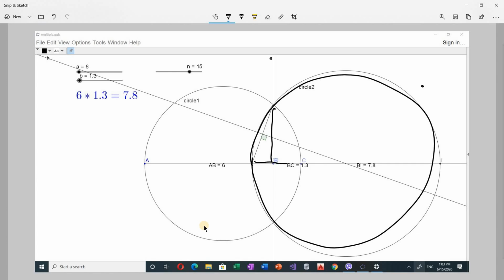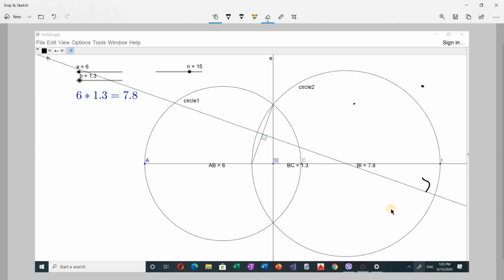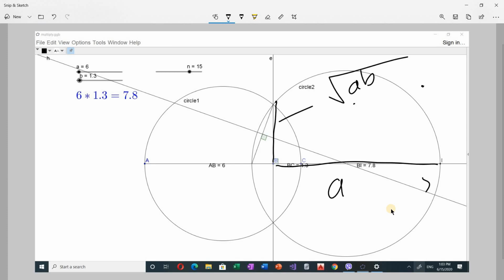So if we know this length, then let's see the bigger circle again. In this bigger circle, let's look at this line. This length is nothing but 1 and this length is nothing but the square root of 6 times 1.3, and this length will be the square of this number, which is equal to 6 times 1.3, by using the simple property of circles. So as a conclusion, this line will give the square root of the product of these two numbers AB, and this line will be the square of that number, which will be AB. So this length will give the product of the two numbers.